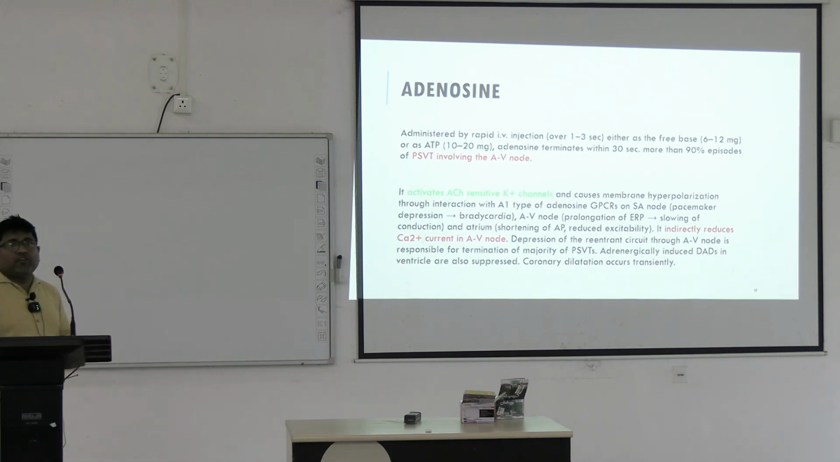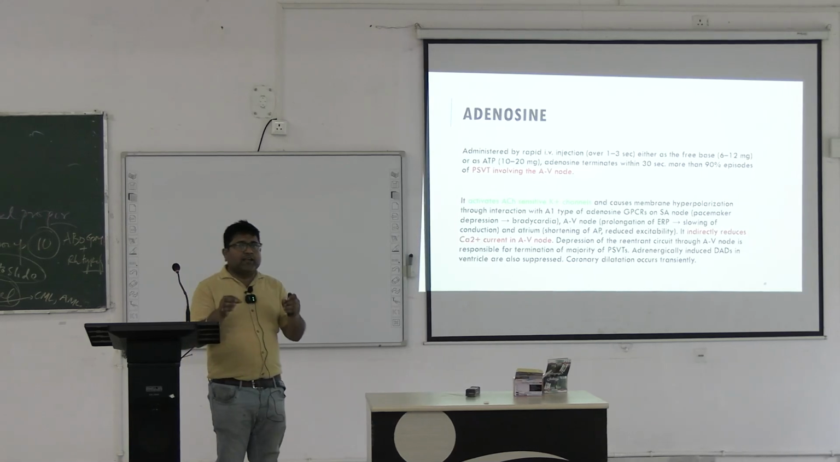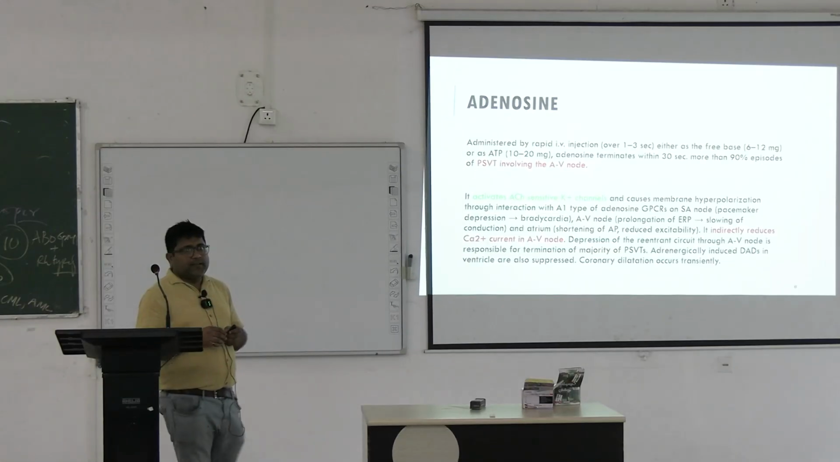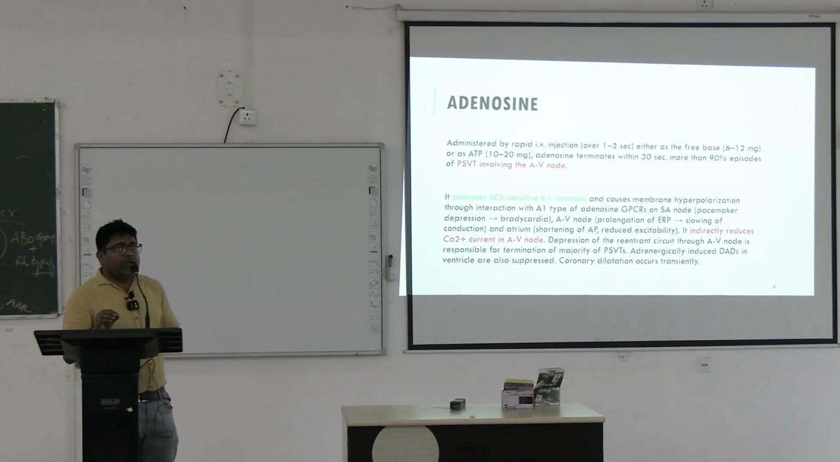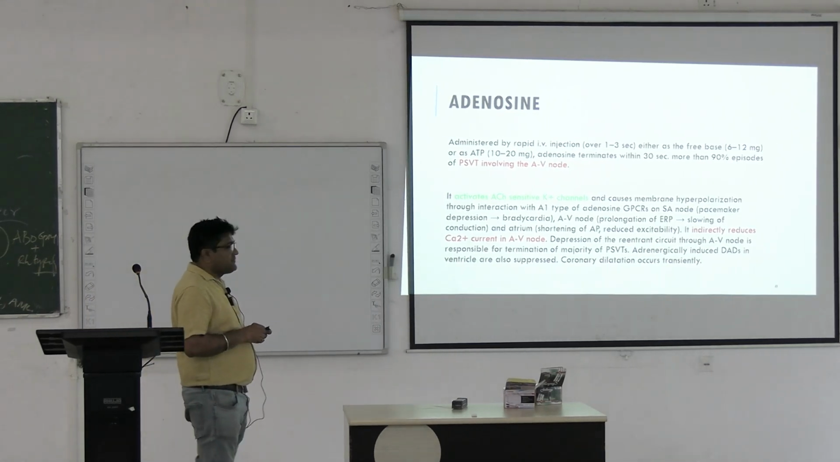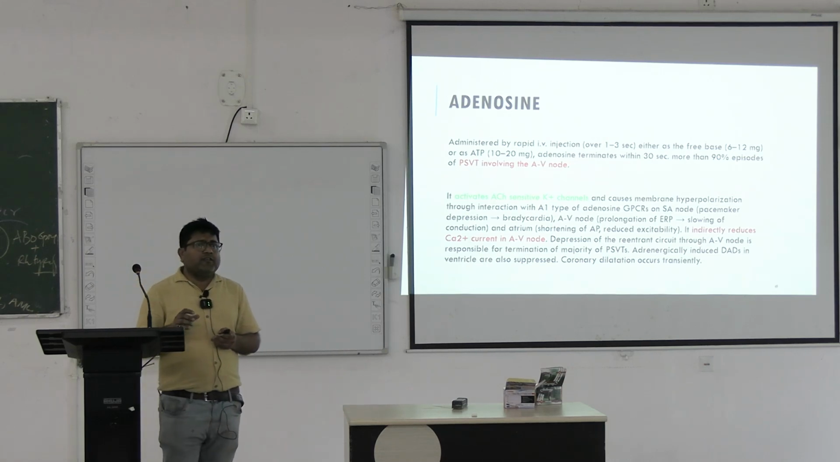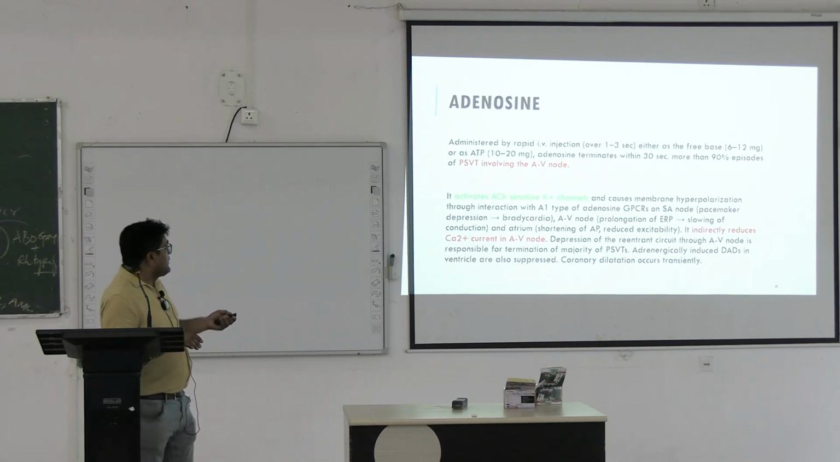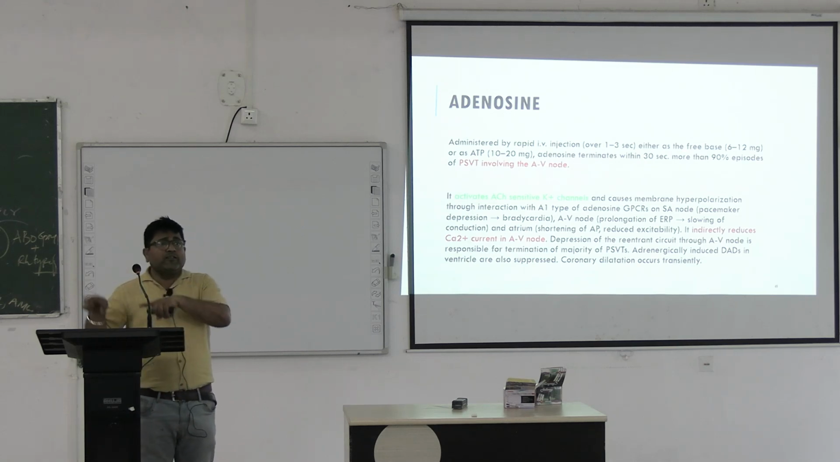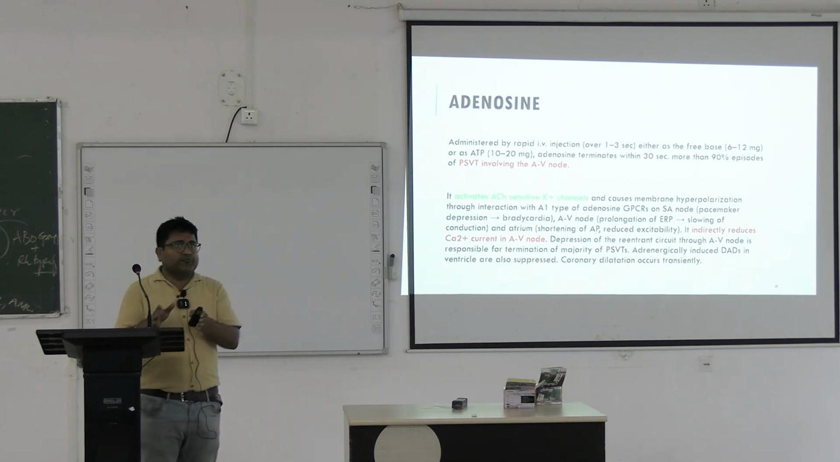Now coming to adenosine. Adenosine is not included in any of the classes. Now how does it act? It activates the acetylcholine sensitive potassium channels. Its action is very brief. The half-life is around 10 seconds. So within one coronary circulation time, the drug is redistributed in the endothelial cells and the action wears off.